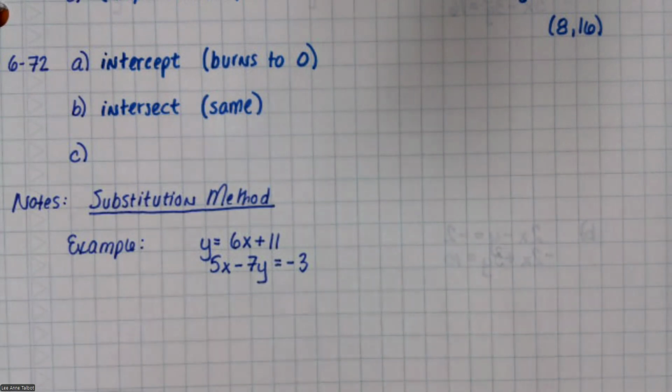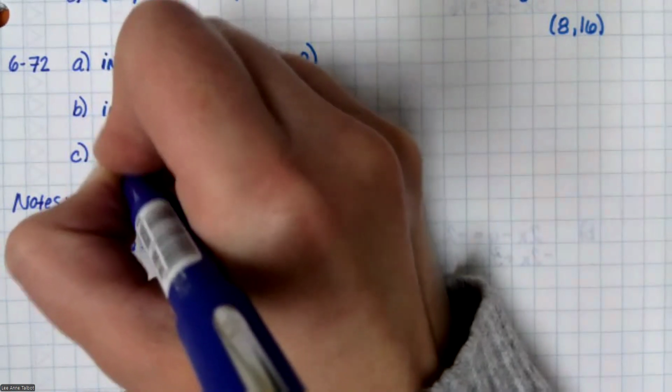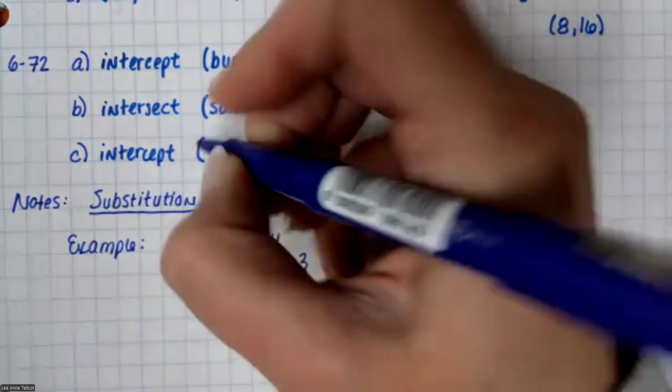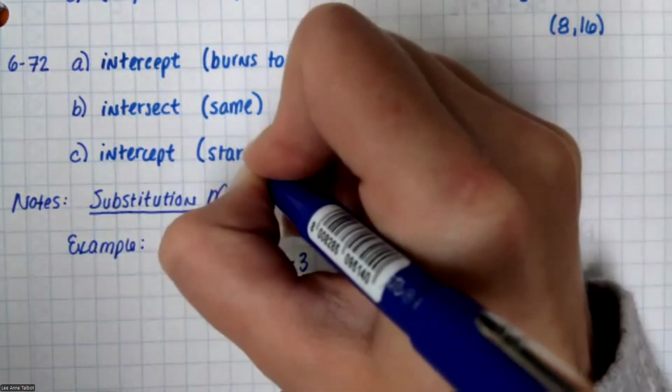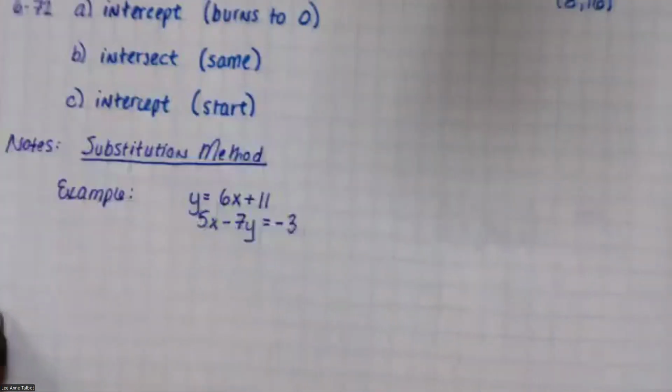Oh, nice. Okay, now this is the one you might be mad about. This one is intercept, because it asked you to go backwards and find their start. So how much money did they have back at the start? That's why that one is intercept.